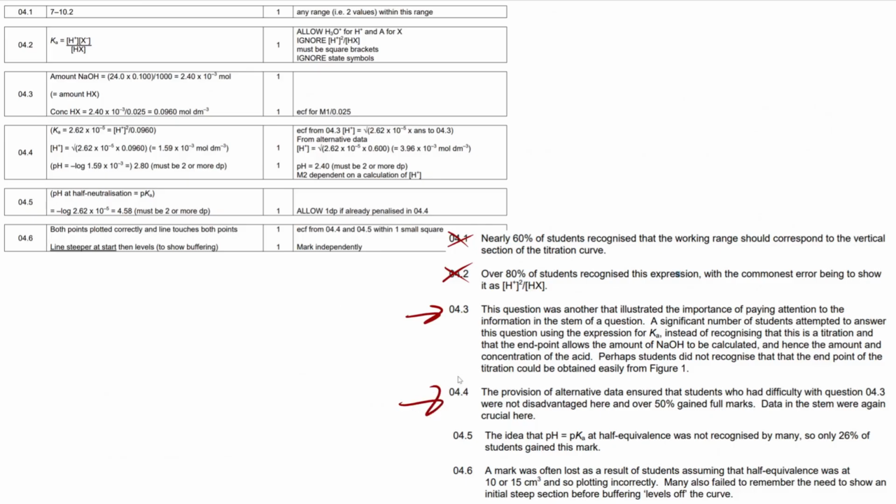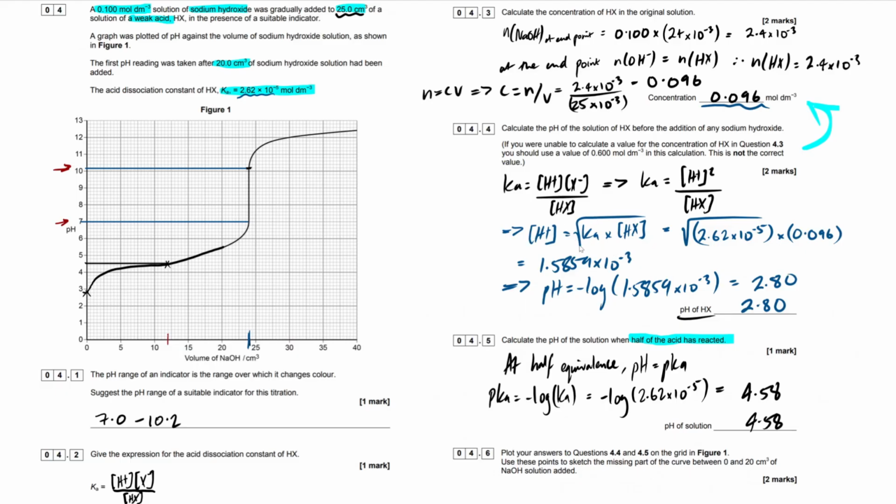Next up then, 4.4. The provision of alternative data ensured that students who had difficulty with question 4.3 were not disadvantaged here and over 50% gained full marks. Data in the stem were again crucial here. So what was this question again? It was simply rearranging it in order to find out pH and just remembering the H plus squared, okay? Assuming that they dissociate in a 1-to-1 ratio, they're essentially constant because it's a weak acid. That would allow you to get the marks here, okay?